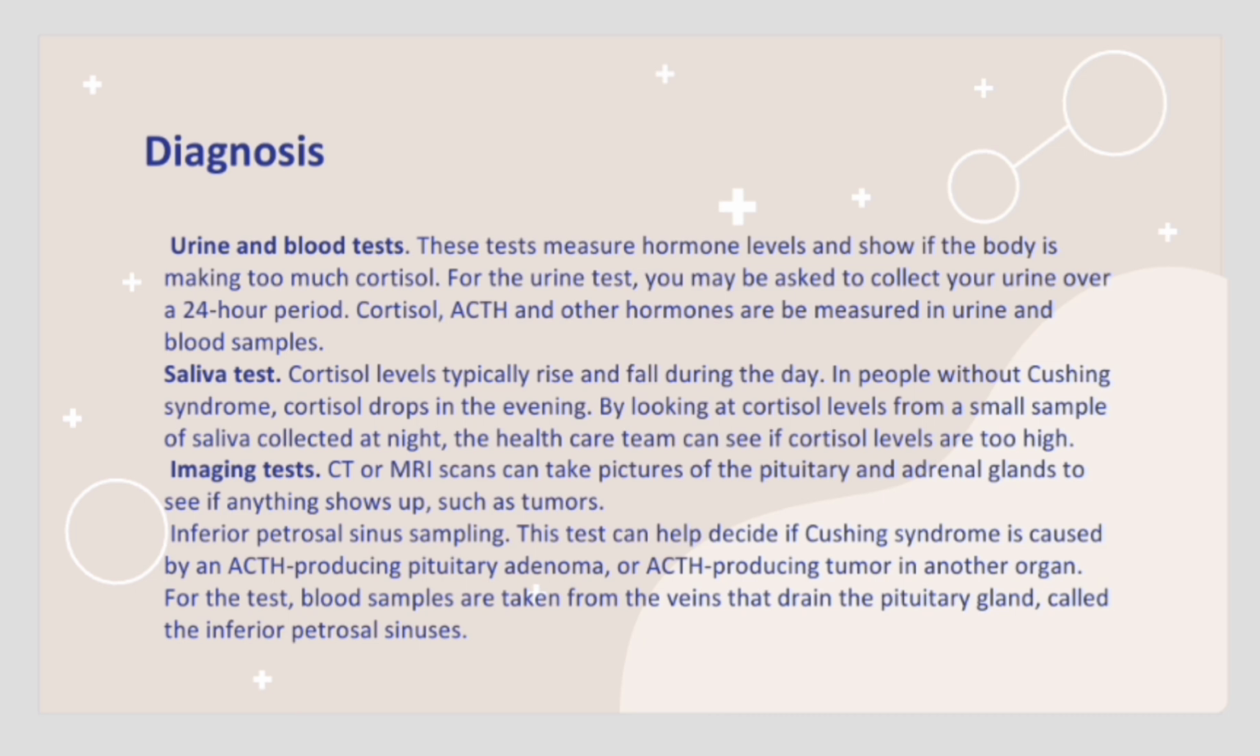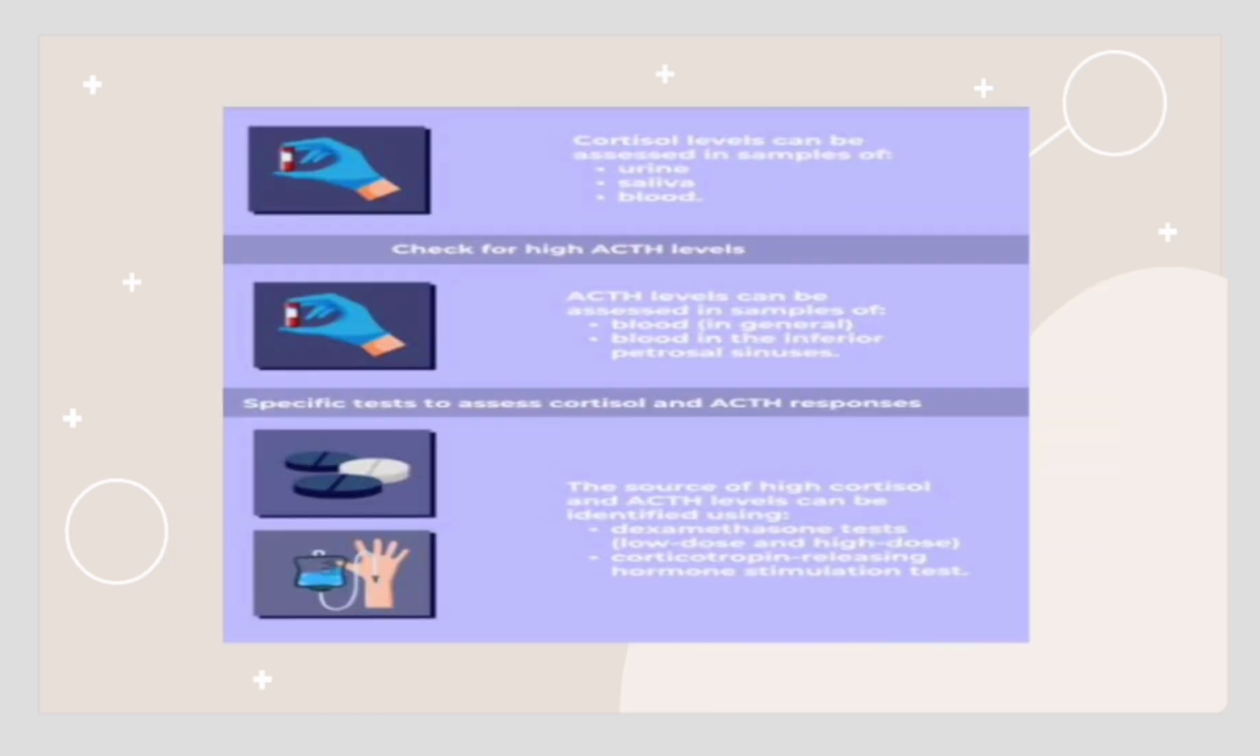Coming to the diagnosis: urine and blood test, saliva test, imaging test. Urine and blood tests measure hormone levels and show how much cortisol the body is expressing. In the saliva test, cortisol levels in normal patients typically rise and fall, but in those affected by Cushing syndrome, there is no drop in the saliva in the evening. Some other tests like inferior petrosal sinus sampling, which samples the blood drained from the veins into the pituitary gland, and specific tests to assess cortisol and ACTH responses. The source of high cortisol and ACTH levels can be identified using the dexamethasone test, corticotropin releasing hormone stimulation test, etc.